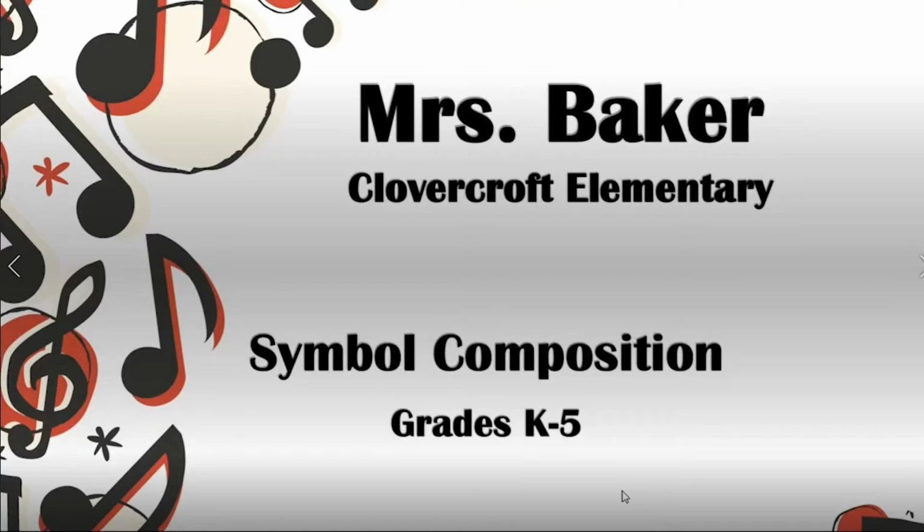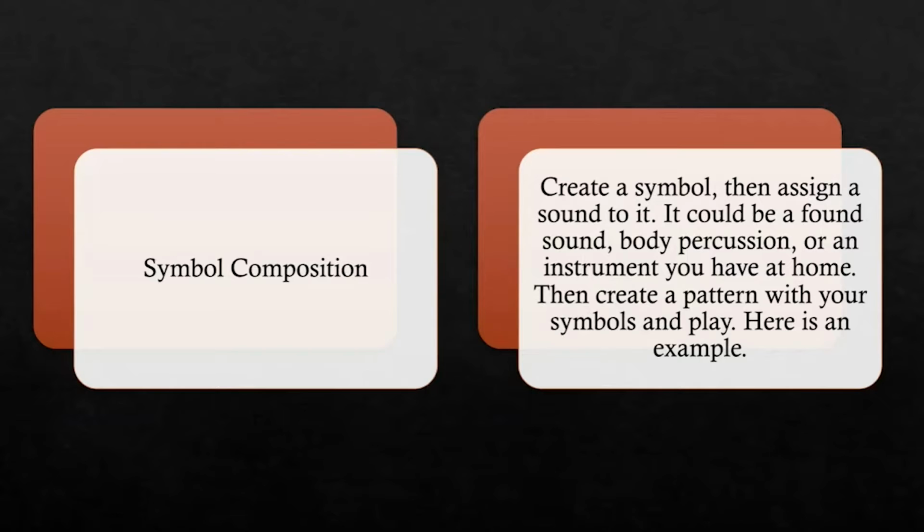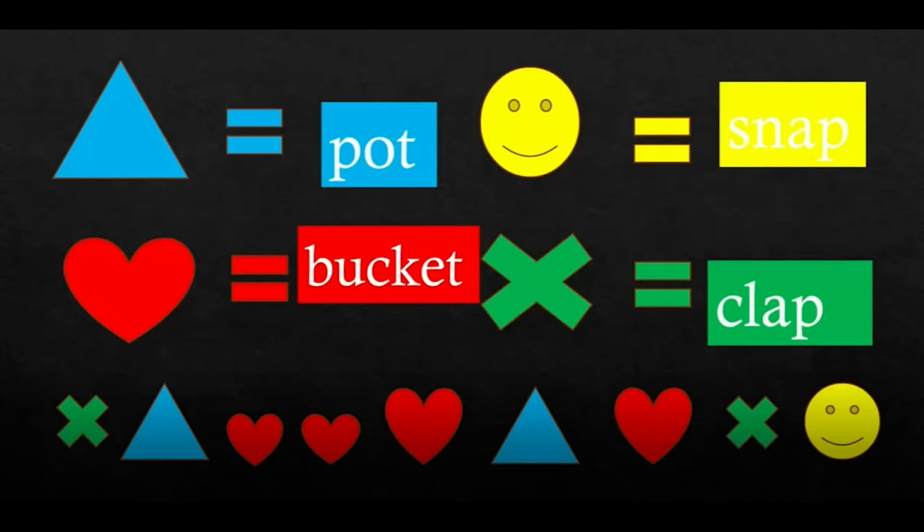Hi, this is Mrs. Baker from Clovercroft Elementary School, and today I'm going to show you how to do symbol composition. First, you'll need to choose some symbols like hearts or stars, then assign a sound to it. It could be a found sound like a pot, body percussion like clapping, or an instrument you have at home. Then create a pattern with your symbols and play. Here is an example.